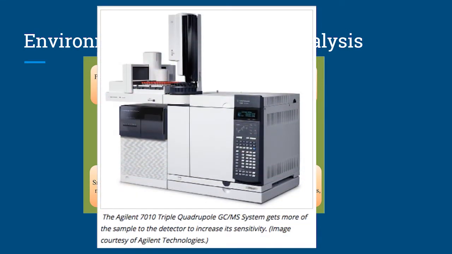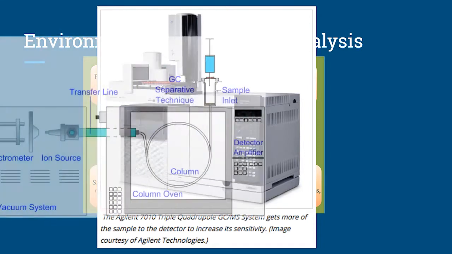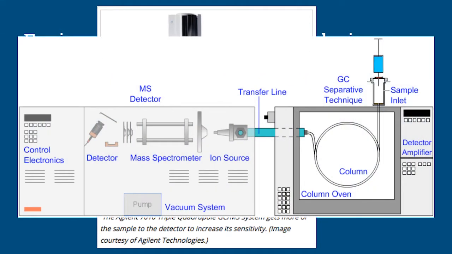Here's an example of a modified version of a mass spectrometer called the Agilent 7010 triple quadrupole GC/MS system. This instrument produces more ions for a given injected concentration and draws a higher percentage of those ions to the detector, providing environmental scientists with a very valuable tool for detecting these trace chemicals in complex environmental situations.